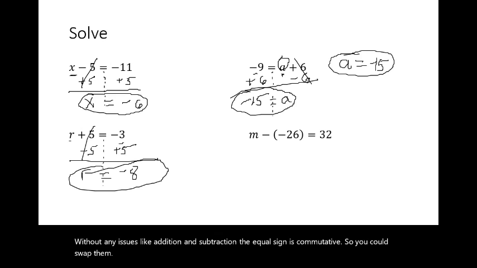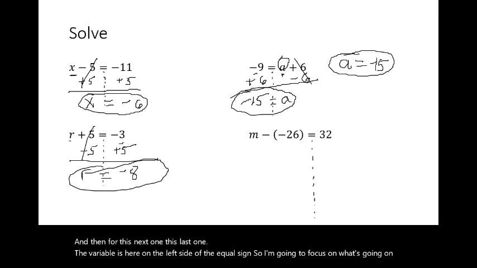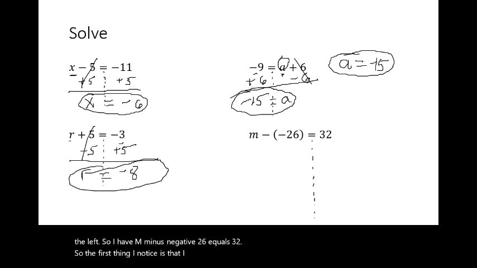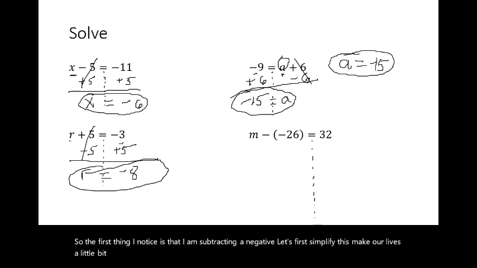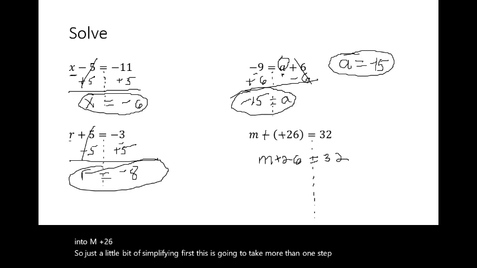And then for this next one, this last one, the variable is here on the left side of the equal sign, so I'm going to focus on what's going on the left. So I have m minus negative 26 equals 32. So the first thing I notice is that I am subtracting a negative. Let's first simplify this, make our lives a little bit easier. So subtracting a negative, I'm going to turn into addition. So I'm going to turn this into m plus 26. So I just did a little bit of simplifying first. This is going to take more than one step to solve, which isn't a big deal.